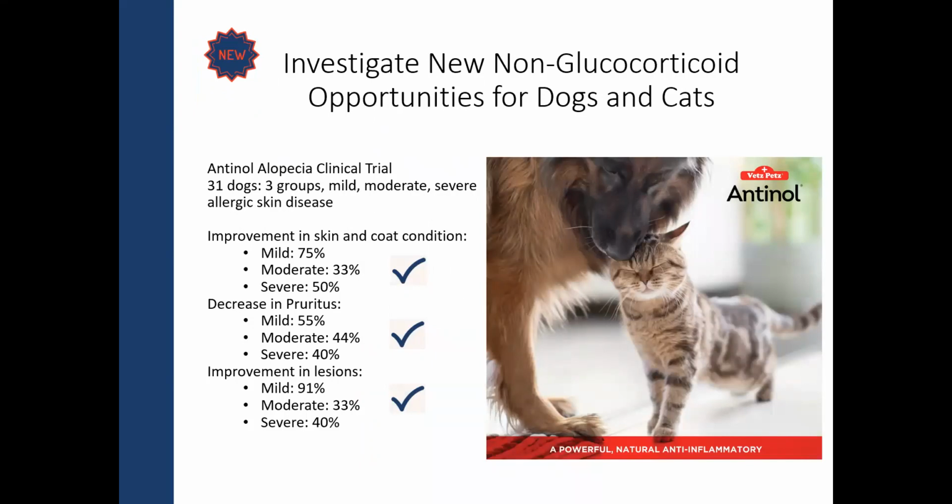There has been a really exciting clinical trial. 31 dogs divided into 3 groups: mild, moderate, and severe allergic skin disease. We saw improvement in skin and coat condition in 75% of the dogs in the mild group, 33% in the moderate group, and 50% in the severe group. Decrease in pruritus in 55% of the mild, 44% of the moderate, and 40% of the severe. And improvement in lesions in 91% of the mild group, 33% of the moderate, and 40% of the severe group.